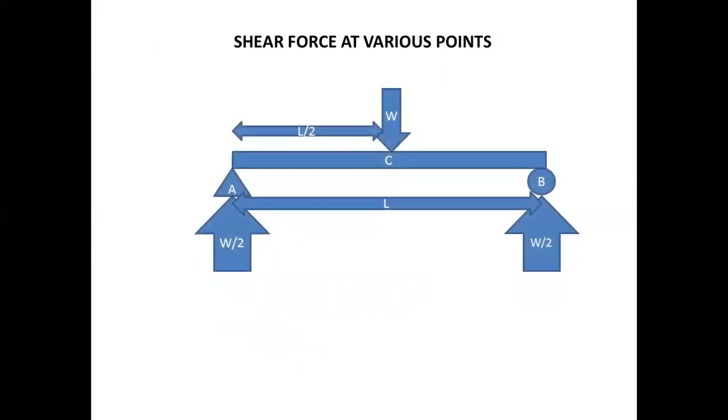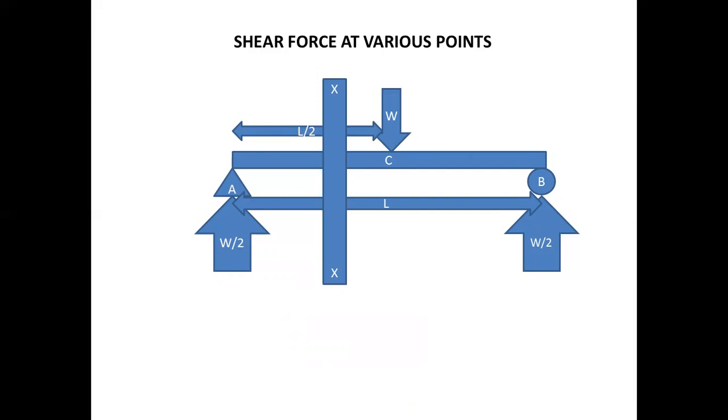Now, shear force at various points. So this is our beam, a simply supported beam of length L, W is the point load. Reaction at the point A is W by 2. Reaction at the point B is W by 2. I have taken a section XX between the points A and C.